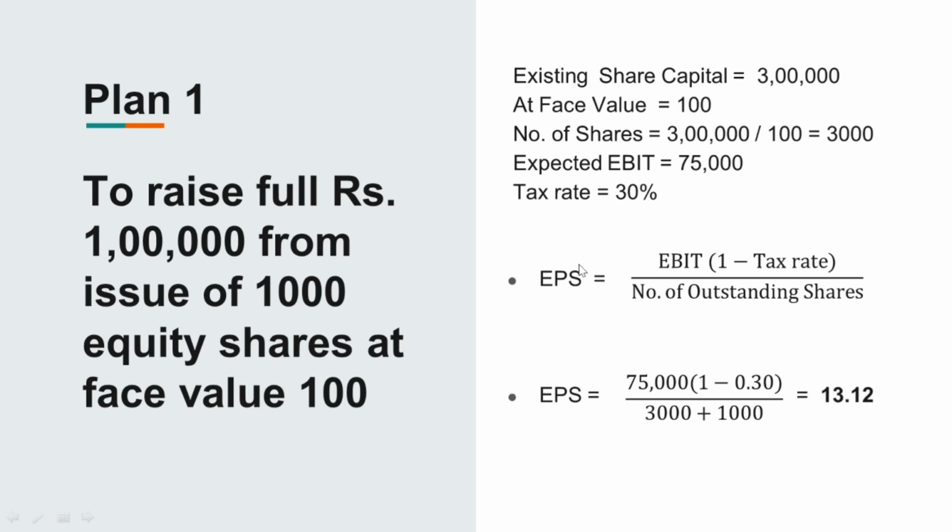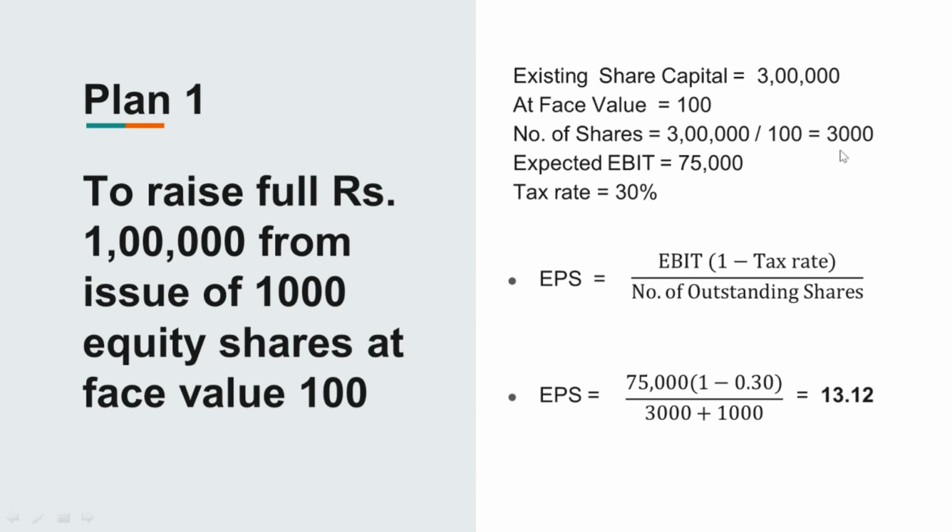Now we have to calculate the EPS for this plan. So we know that the formula for when it was only equity financing was EBIT (1 minus tax rate) divided by number of outstanding shares. So just put the values in the formula and you will get the EPS. So here EBIT we have 75,000, tax rate is 30%, which we could write as 0.30, and we would divide that by number of outstanding shares.